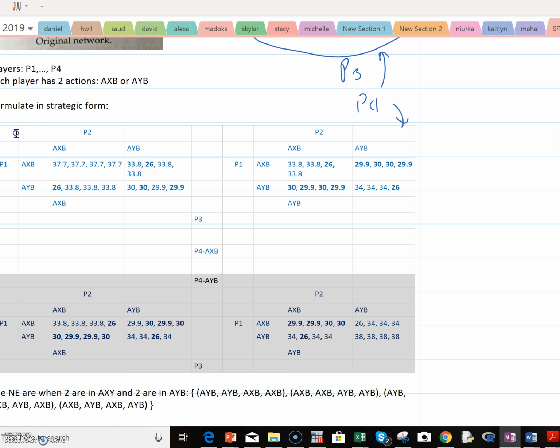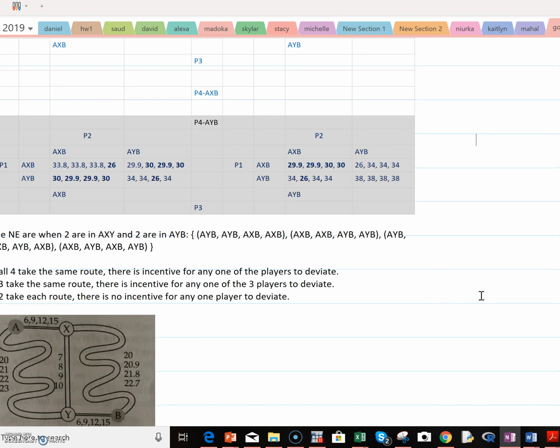So this whole thing is for P4 picking AXB, and this thing is for P4 picking AYB, right? And this side here is for player 3 picking AXB, and this is for player 3 picking AYB, right? And the same thing goes here. Player 3 picks AXB, and here player 3 picks AYB. So this is how it looks.